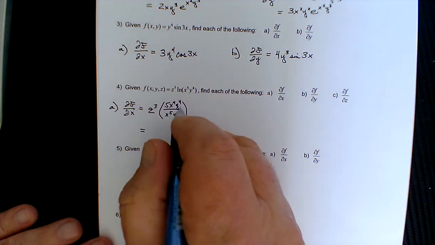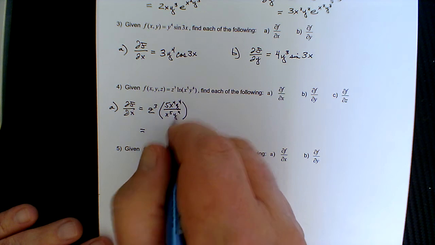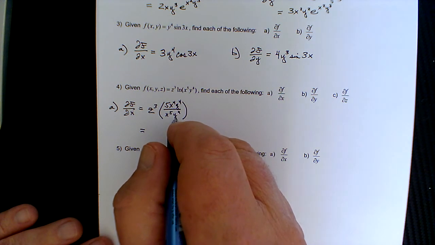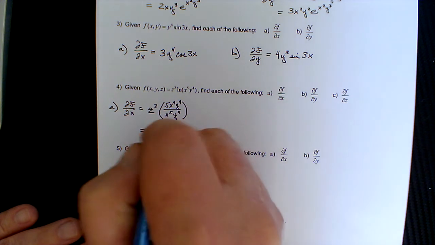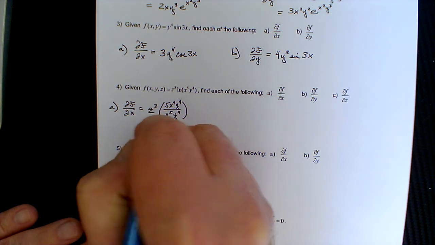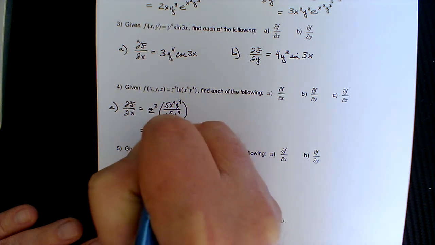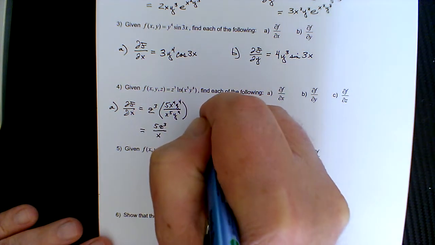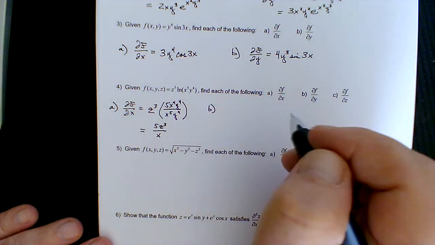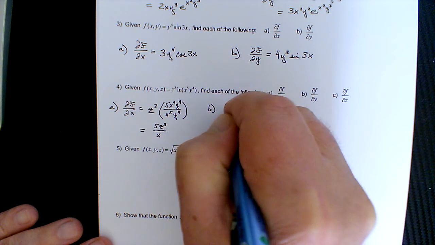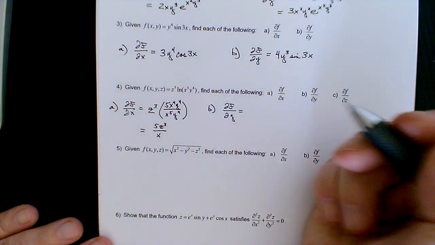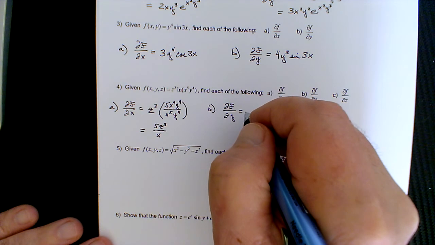So for this one, in terms of simplification, we probably cancel out the y to the fourths, as well as 4 factors of x. So we're going to have 5z cubed over x. And I think we'll find a similar situation for the partial of f with respect to y. That is, z and x are now constants.